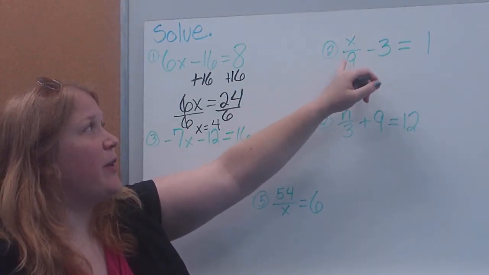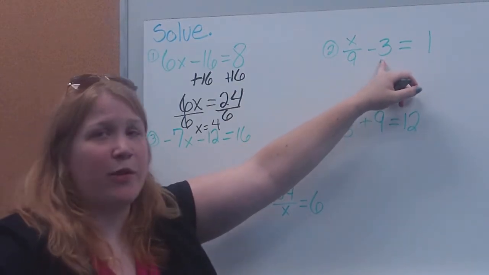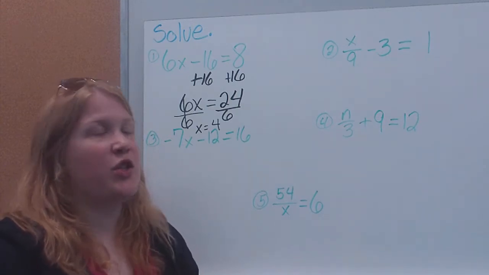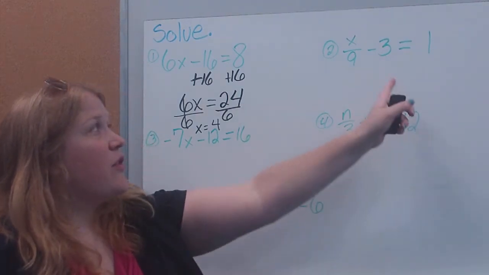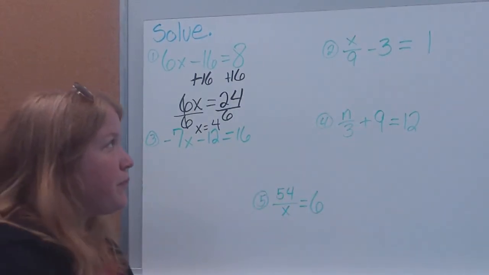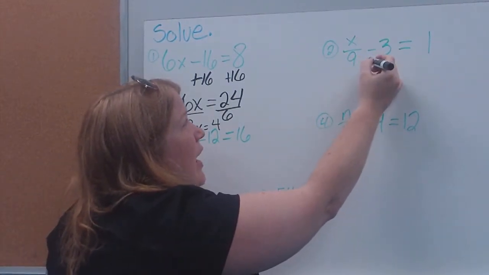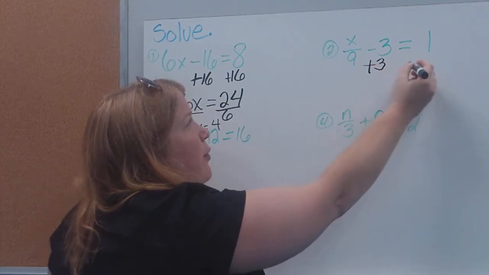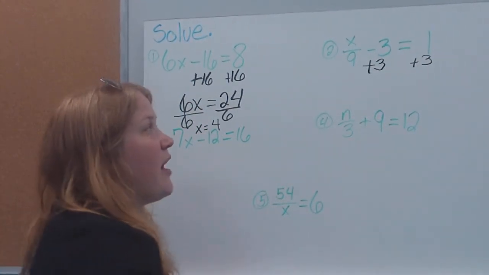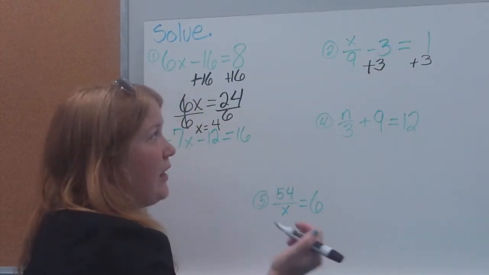All right, over here, take a look at this one. You'll notice my variable is being divided by 9, and I'm also subtracting 3. So again, remember, we're undoing, and we're undoing in the opposite order. The first thing I need to undo is my subtraction, not my division. So I'm going to undo my subtraction using its inverse operation, which is addition. Since I added 3 to this side, I need to add 3 to the other side because my balance sign is my equal.